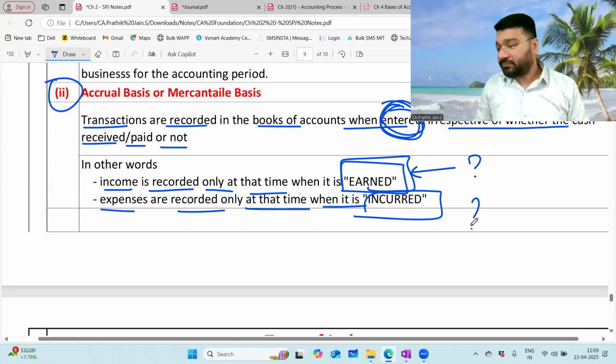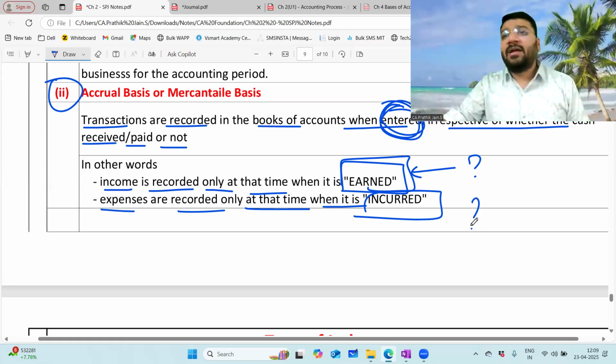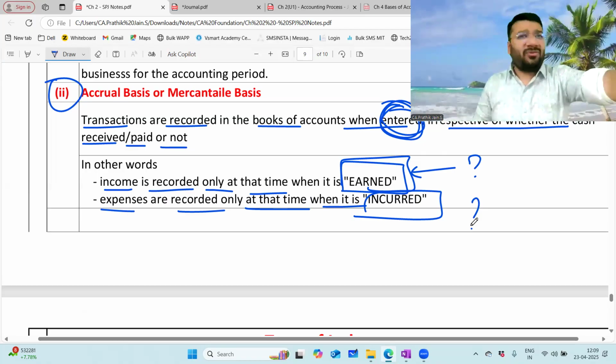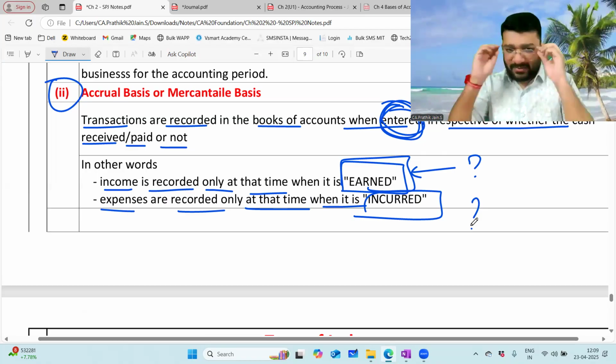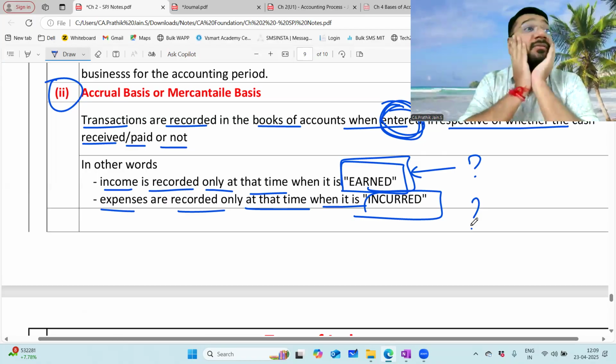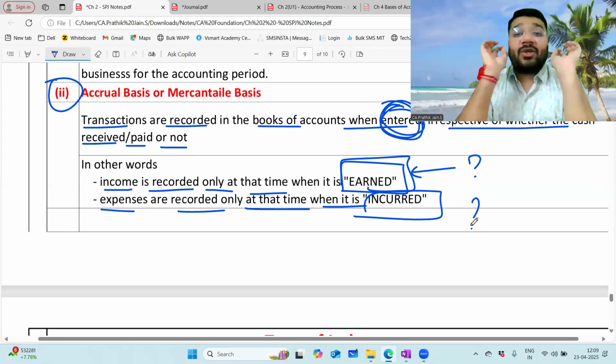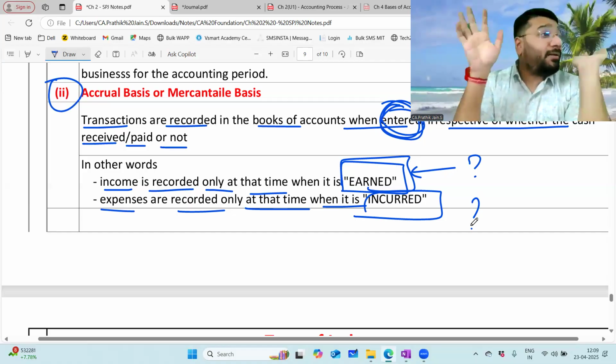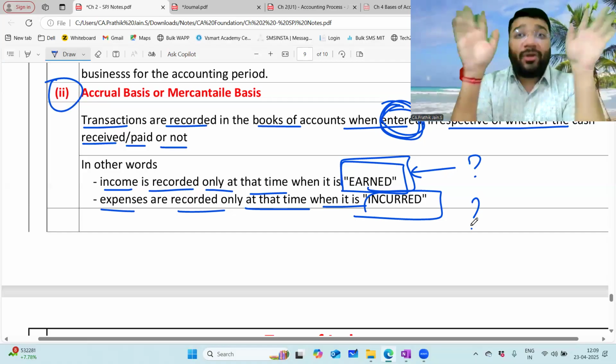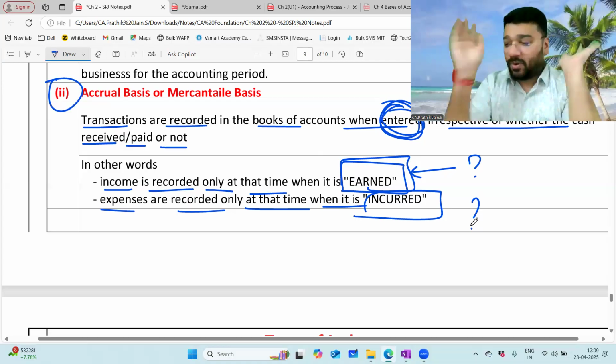Yes or no? Only one person is saying yes. You take it from me separately. Others, no need, you can manage. Hello? One more time. You might be concerned now, what is the meaning of income earned and what is expense incurred? You want to know or not? Yes, sir. Want to know. Okay.